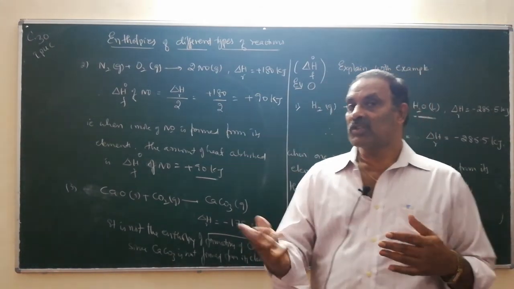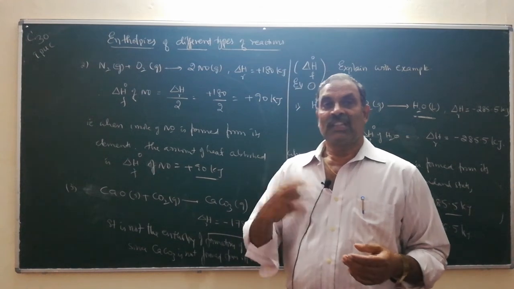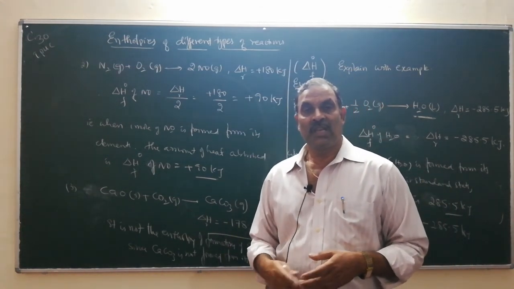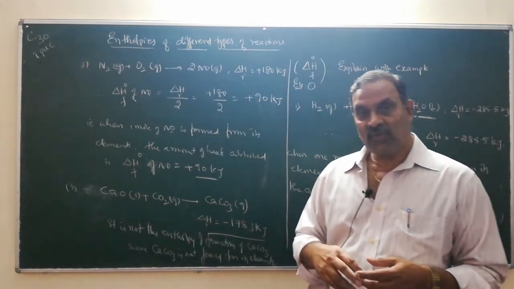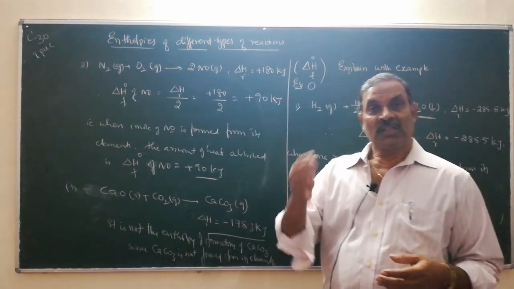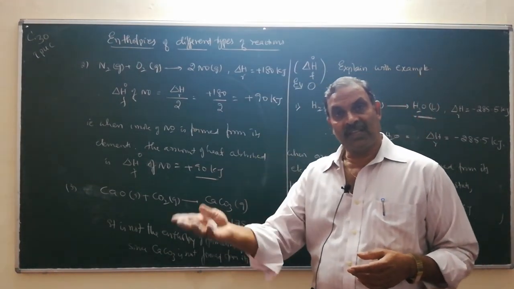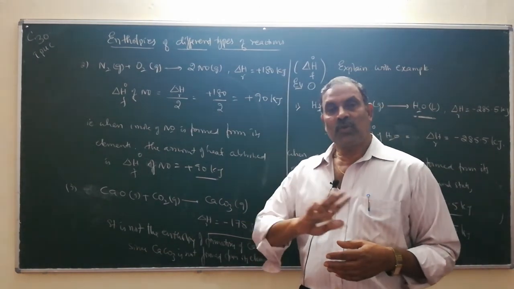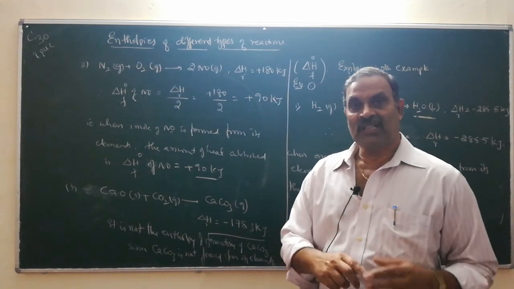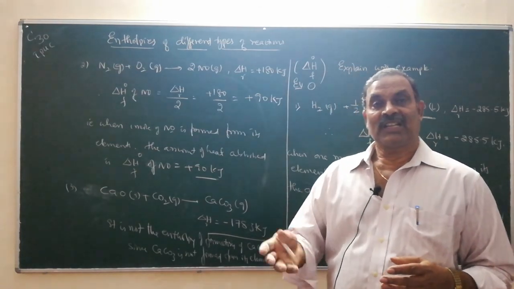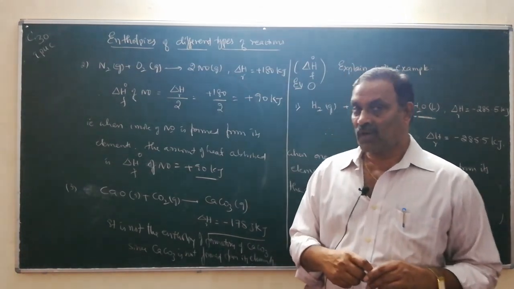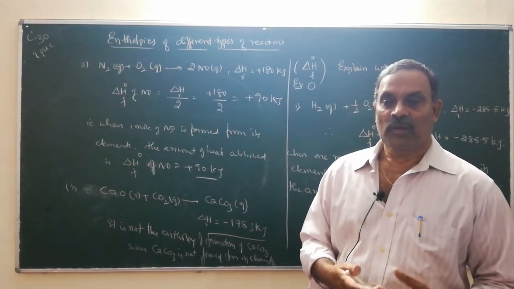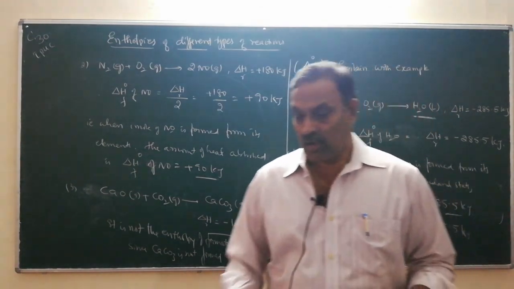Is it not? If 2 moles of compound is formed, the enthalpy of formation is equal to enthalpy of reaction divided by 2. If 3 moles of compound is formed, the enthalpy of formation of that compound is equal to enthalpy of that reaction divided by 3. If that compound is not formed directly from its elements, the enthalpy of that reaction should not be considered for the calculation of enthalpy of formation of that compound.